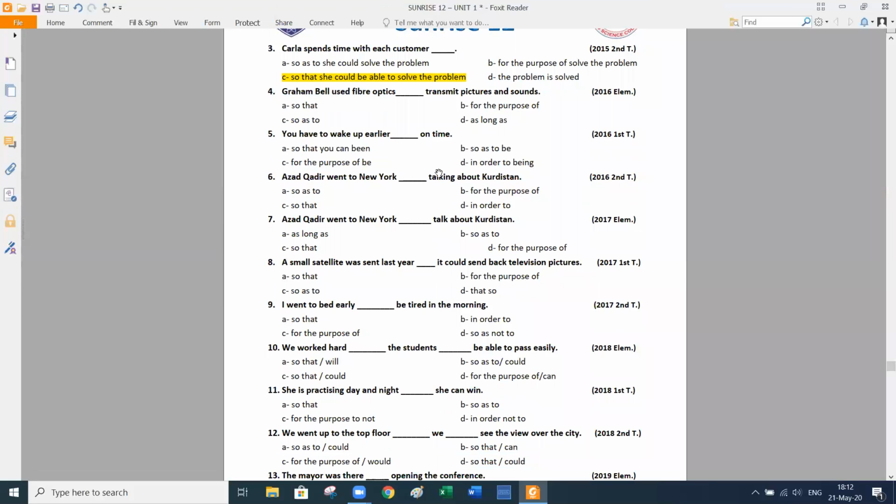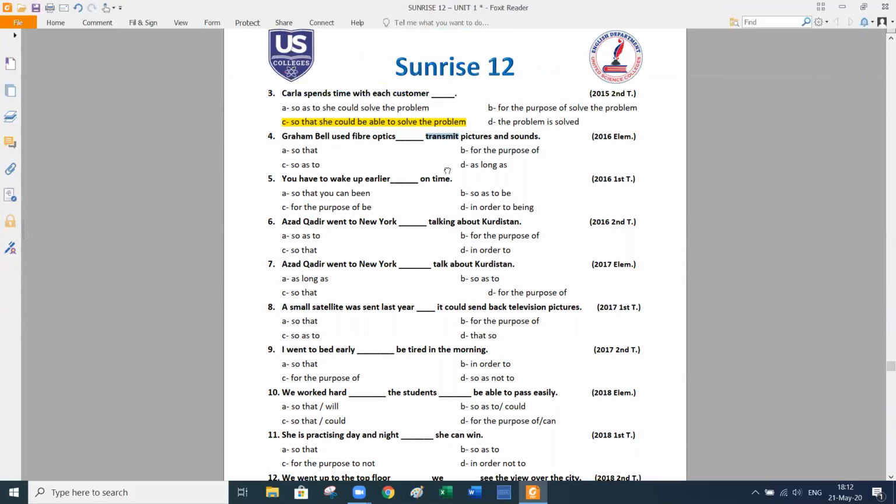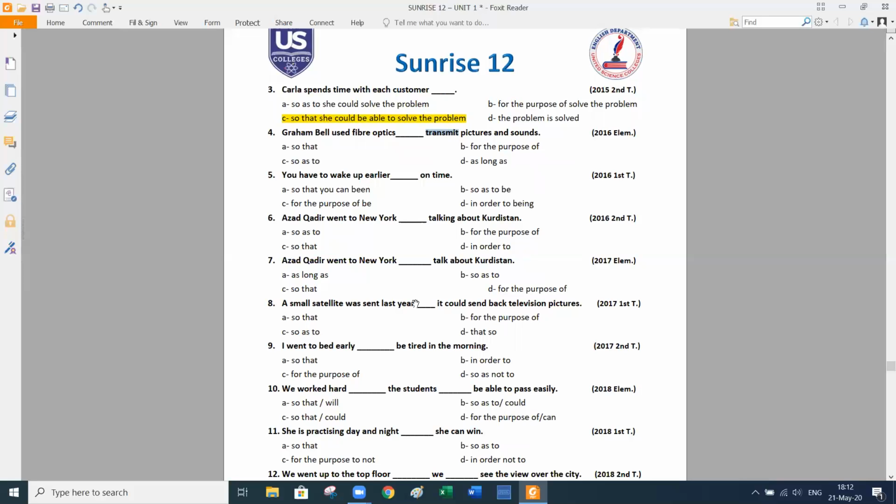And number 4, Graham Bell used fiber optics. We have verb 1 here. Pay attention to the verb. The verb is given in the sentence, not in the choices. And it is in present tense, verb 1 form. So we need to choose a choice according to the verb form. So that, transmit picture. After so that, we need a subject and modal verb. So A is not correct. For the purpose of, after for the purpose of, we need verb ing. So B is not correct as well.